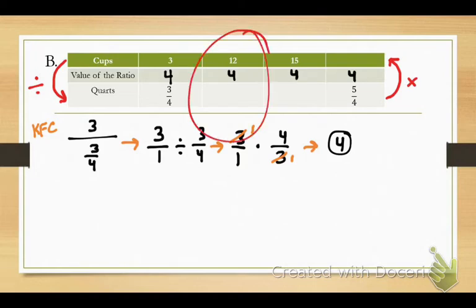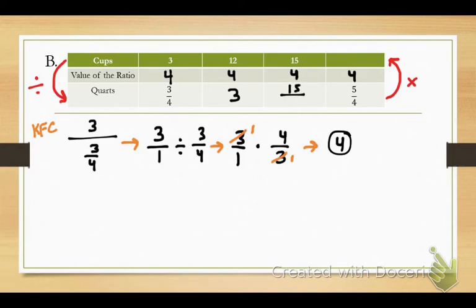So let's focus on this first one right here. I'm starting at the top and I've got to move down toward the bottom. Hope, will I be dividing or multiplying? I am dividing. What's 12 divided by 4? 3. So we've got 12 cups to 3 quarts. Let's go on to the next one. I'm starting at the top. I'm working toward the bottom. Do I divide or multiply? Divide. What am I dividing, guys?